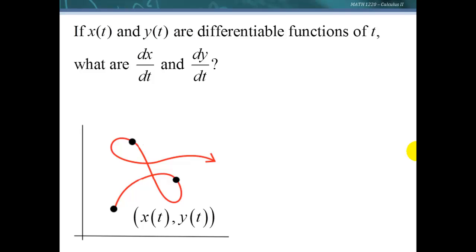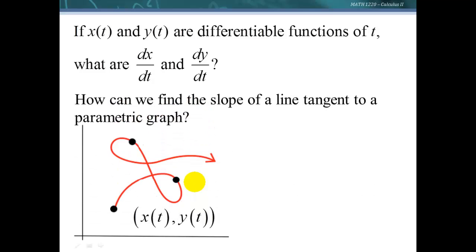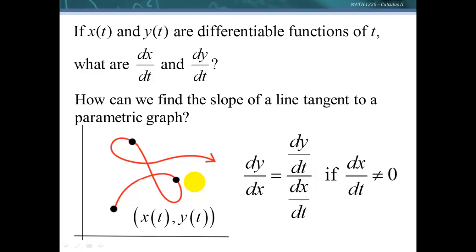What if instead we were interested in a tangent to the curve at some given point? The slope of the tangent to the curve, if it's defined parametrically, is still going to be dy/dx. So our dy/dx can be obtained by taking dy/dt over dx/dt, provided dx/dt is not 0.